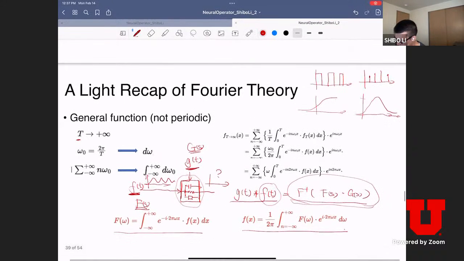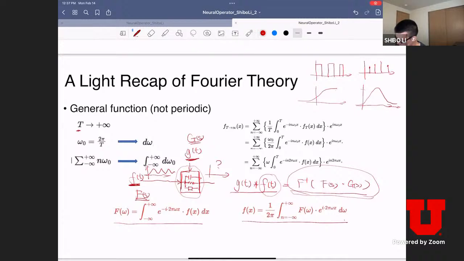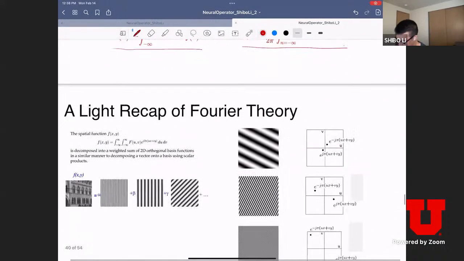Of course, in real life your signal cannot be continuous, because you cannot input a continuous function into a digital system. So people developed the DFT, the discrete Fourier transform, and also the FFT, the fast Fourier transform, which has a complexity of n log n, where n is the number of your signal samples.